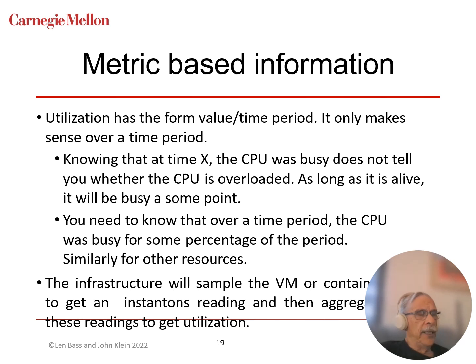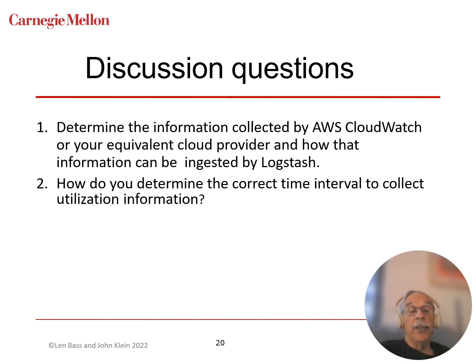It will ask the CPU, are you busy? And if it gets a yes, then it marks it, and then it can get a no, and it keeps track. Another way of doing it is to have the operating system collect utilization information. The operating system knows when its processor is busy and when it's idle, and it can aggregate that. And so between the two of them, you can get utilization information.